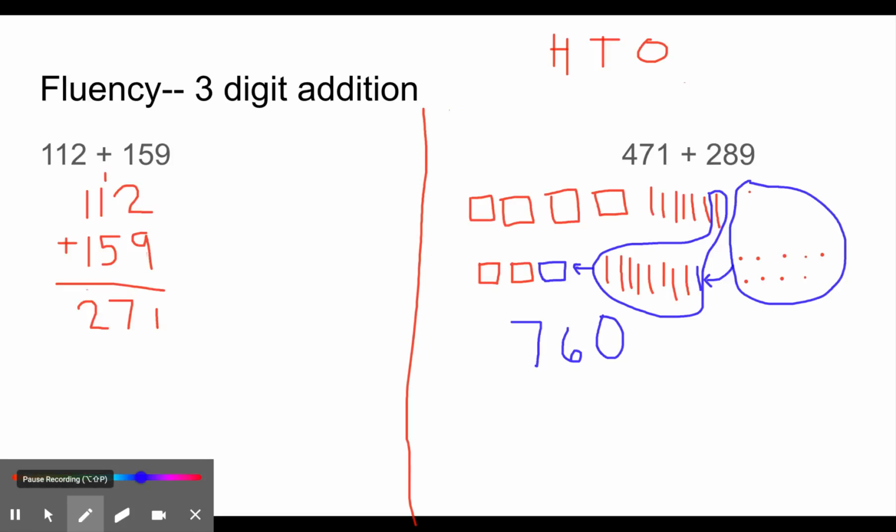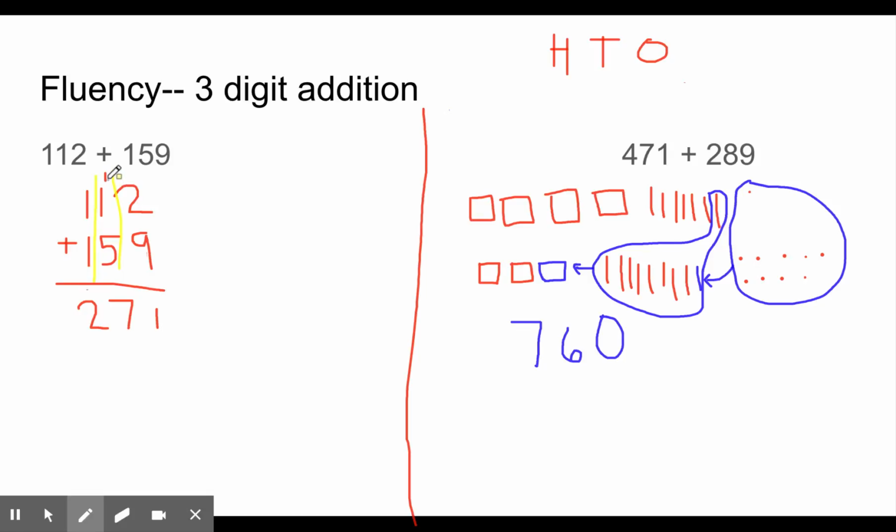Did you solve it? Let's take a look at what I did. On this first problem, I did a hundreds, tens, ones chart. I divided so that I was adding first my ones. 2 plus 9 is more than 10. So the ones go down here and the tens go up here. 2 plus 9 is 11. So 1 left and 1 ten. Then I add my tens.